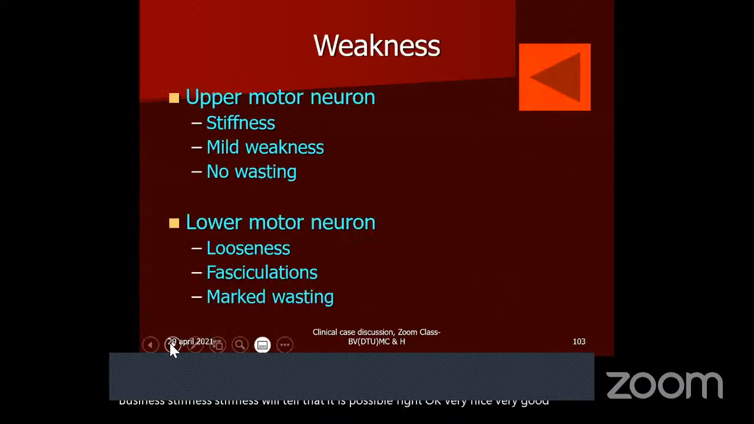Upper motor neuron is characterized by stiffness, mild weakness, no wasting. Lower motor neuron, you'll have looseness, fasciculations, and marked wasting. Okay, that's the important thing.